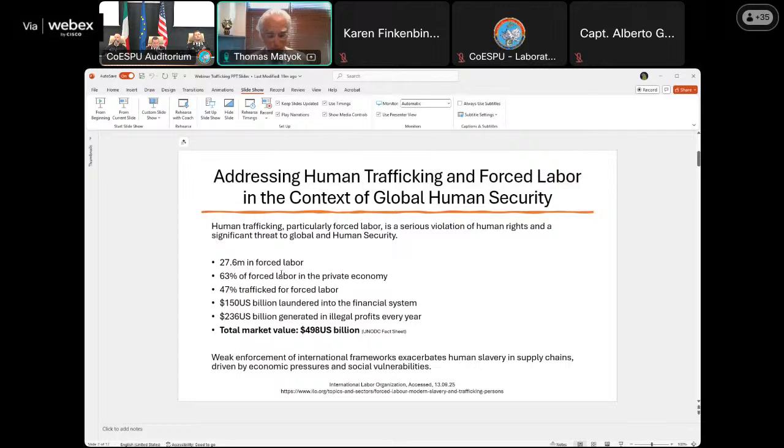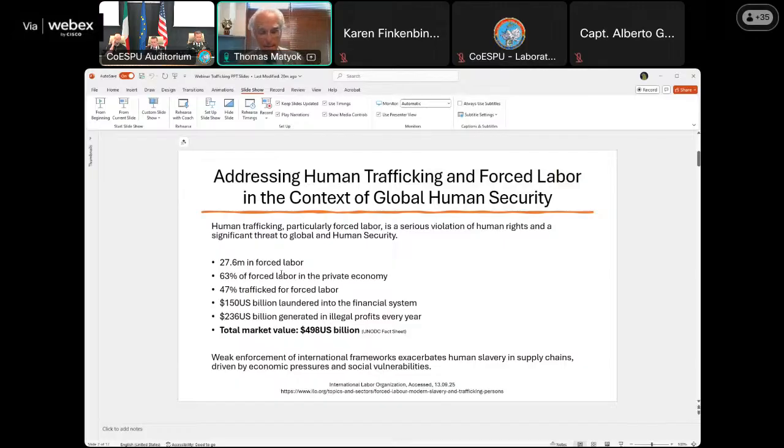In June of this year, COESPU brought together members of government, the Stability Police community, the military, academics, and students to challenge current approaches to eliminating human trafficking, to disrupt our thinking and explore innovative ways to address the scourge of trafficking in human beings. Today, I would like to begin with the recognition that weak enforcement of international frameworks exacerbates human slavery found in supply chains driven by economic pressures and social vulnerabilities.